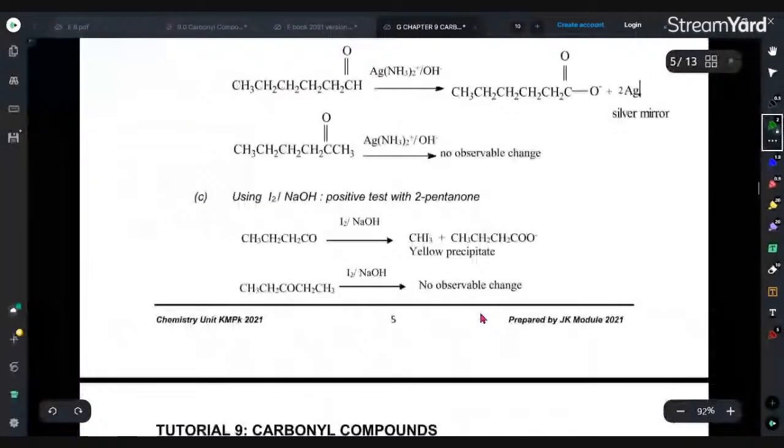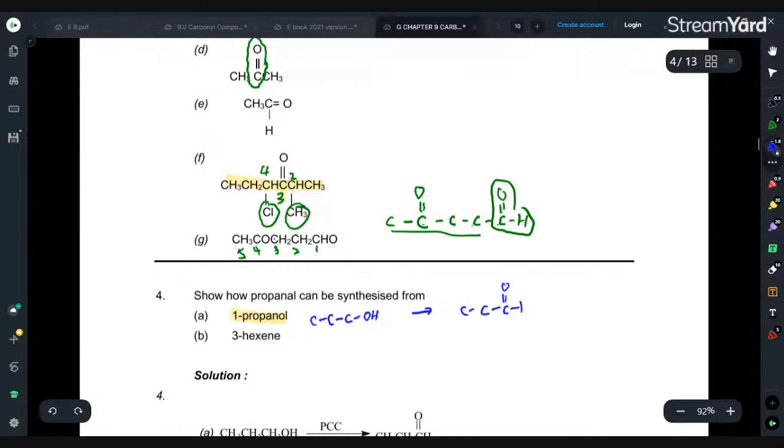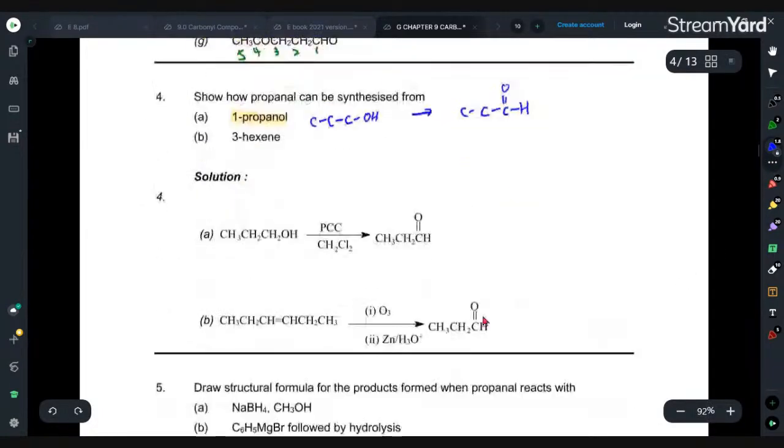So for this question, it asks: show how propanal can be synthesized from 1-propanol. So meaning propanol, 1, 2, 3, and then OH, and then form propanal, C, C, C double bond O, H. Actually, it's quite simple. Oxidation with weak oxidizing agent, PCC. The way to write out PCC should be like this, in CH2Cl2. So this is primary alcohol, and then forms aldehyde.